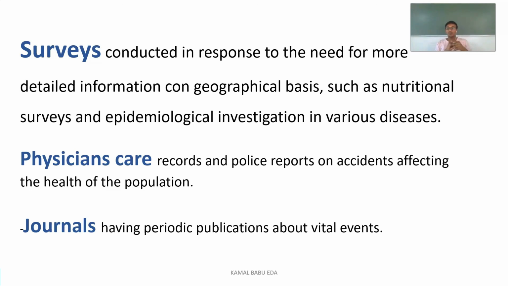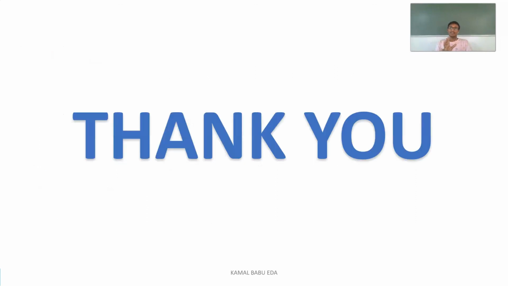Next, physician's care. What is this physician's care? Mainly the records and police reports on accidents affecting the health of the population. Whenever accidents occur in the community, they have to be registered in a proper way, so that we can estimate what traffic rules can be implemented, what limits we can set, and at what speed the rate of these accidents can be prevented. All these things come in. Next, journals. Journals have periodic publications about the vital events. So this is regarding the uses and the sources of health and vital statistics.